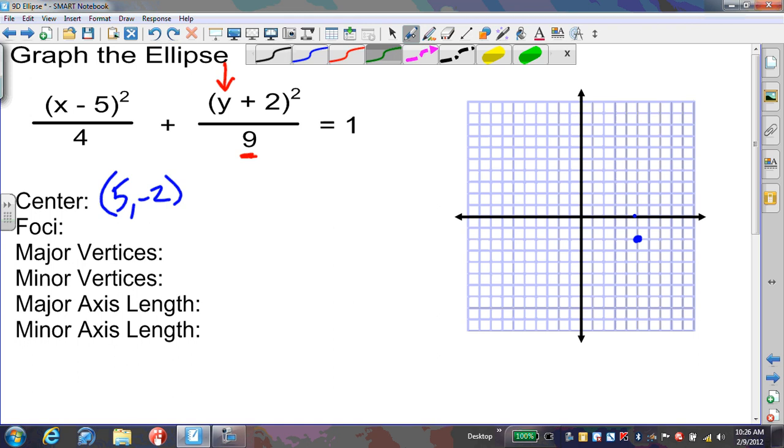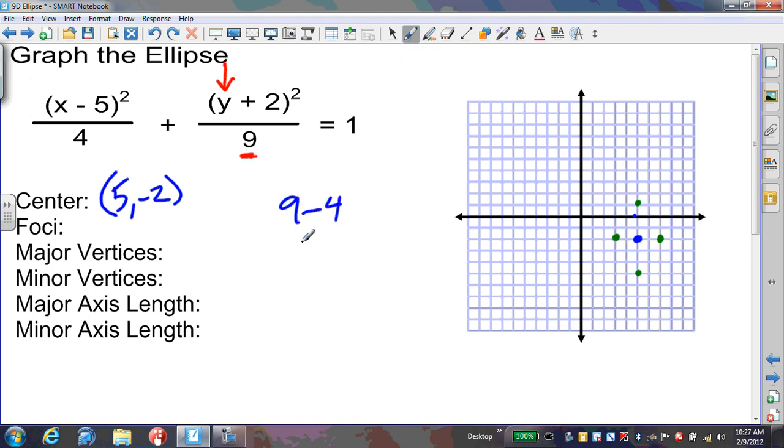There we go. Okay, so let's go ahead and draw this back in. Our major is up 3 and then down 3. Our minor is to the right 2, to the left 2. Now again, to get the c value, I'm going to write big minus small: a squared minus b squared, and again, we're going to get 5, which is equivalent to c squared.